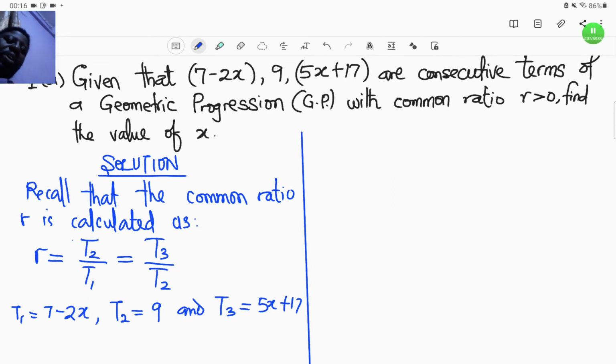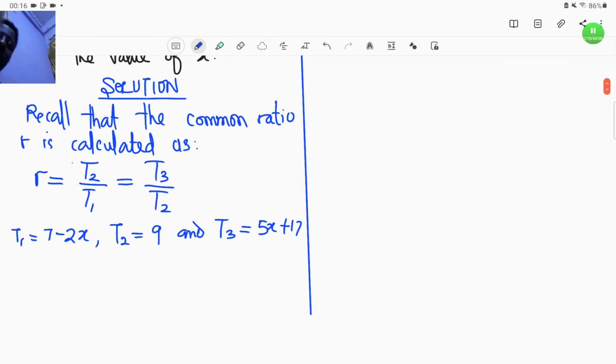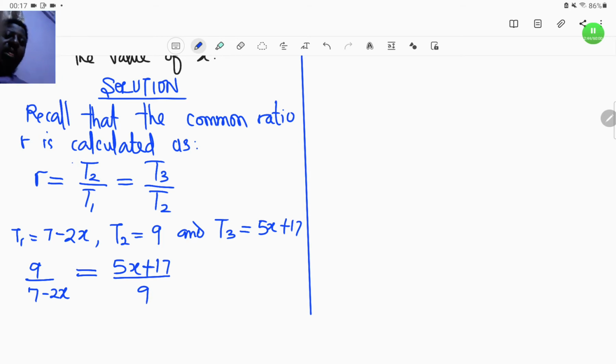So we now substitute these values into the r formula above. How do we substitute it? The T2 here is the same thing as 9. It will be 9 divided by 7 minus 2x, which is our T1, equal to the T3, which is 5x plus 17, divided by 9. The next thing to do is we cross multiply.